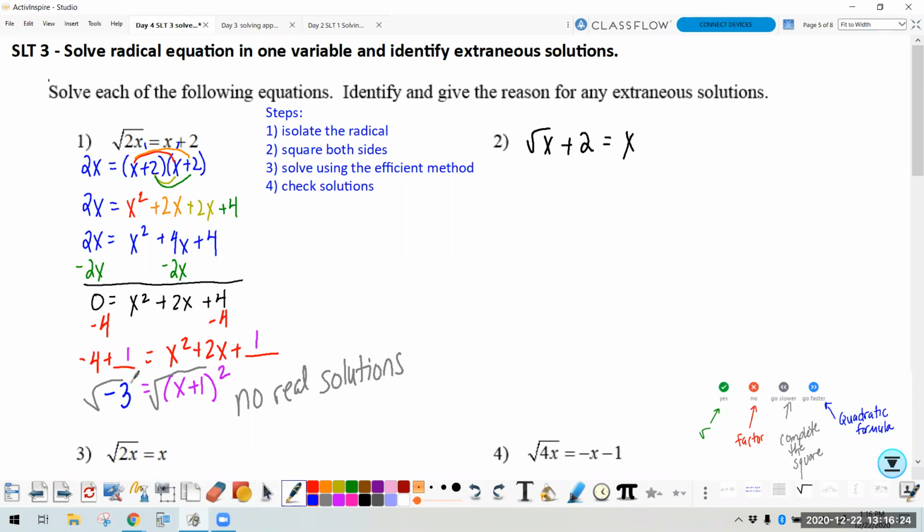Okay, let's try number 2. If you printed the notes, I updated this one just slightly so that we could practice this isolate the radical part. So we get the square root of x plus 2 equals x. Now, isolate the radical, I need the square root of x to be by itself on one side of the equal sign. So I'm going to subtract 2 to the right. Now we can square both sides and continue on with our solving.